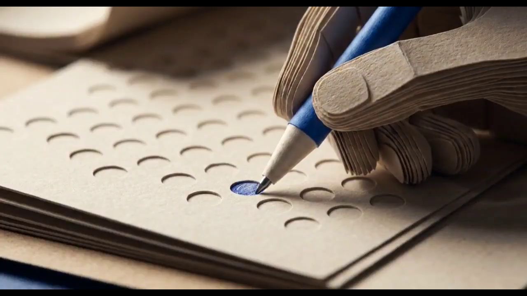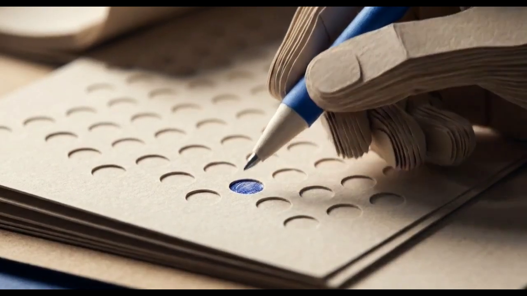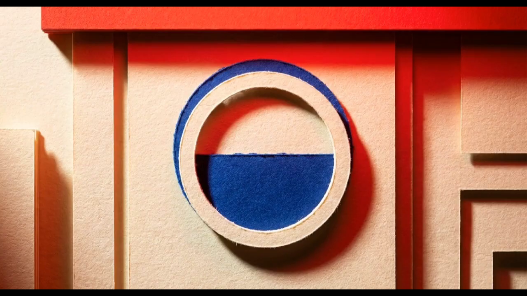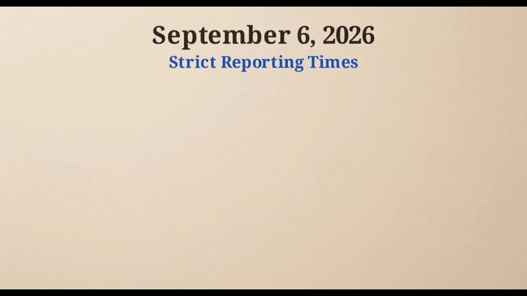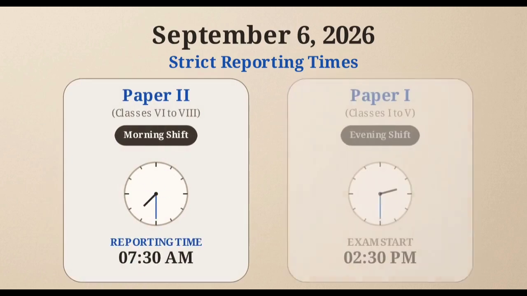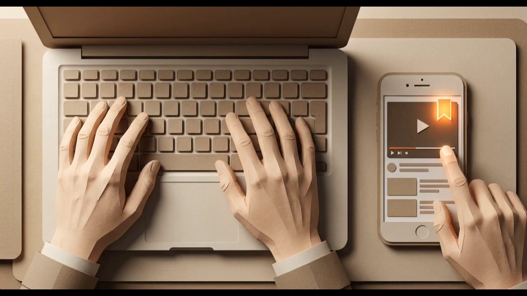Because this is an offline test, you have to master the OMR sheet. You must use a blue or black ballpoint pen, and you have to fill the bubble completely. A half-filled circle will just be rejected by the grading machine. On September 6th, reporting times are strict. Paper 2 writers need to arrive early in the morning by 7:30 a.m., while Paper 1 candidates arrive midday at 12:30 p.m.